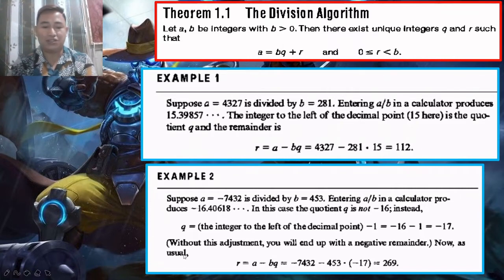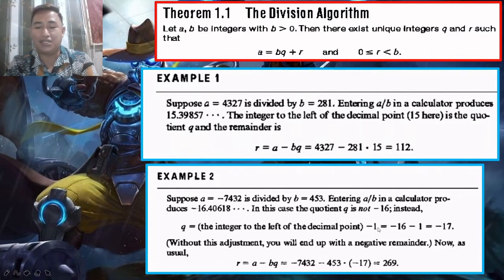Okay, now as usual, R is equal to A minus BQ. So ang formula nato is equal to negative 7,432 minus B. Ang B nato kay 453 times negative 17 is equal to 269. So, this is negative times negative. Mo-positive na siya class. So, mas dako ni siya class kaysa aning negative 7,432.